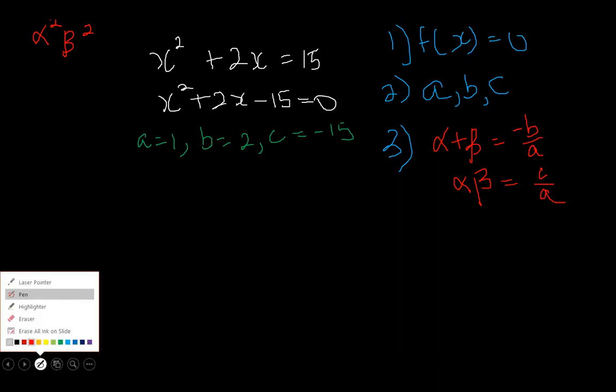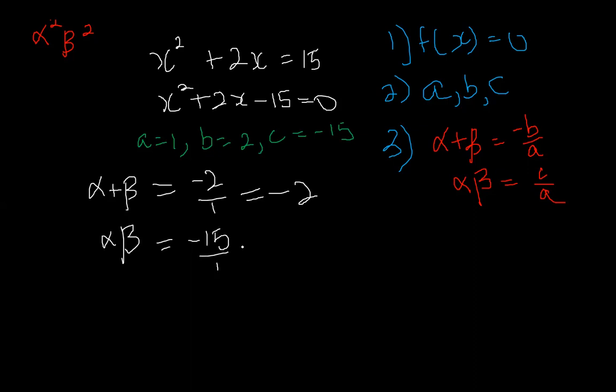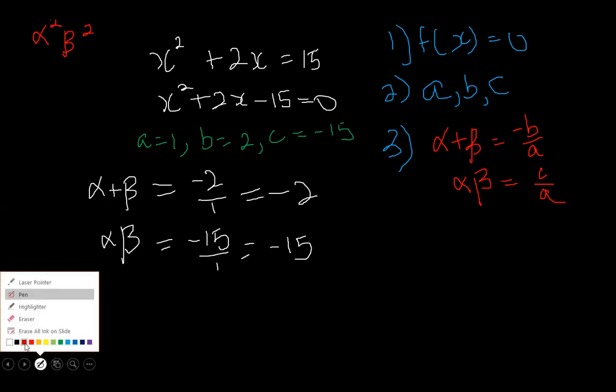Right, so in this case, what would I write for alpha plus beta? Anybody could answer. Minus 2 over 1, which is the same as minus 2. Okay, alpha beta. C over A. Minus 15 over 1. So minus 15. All right.